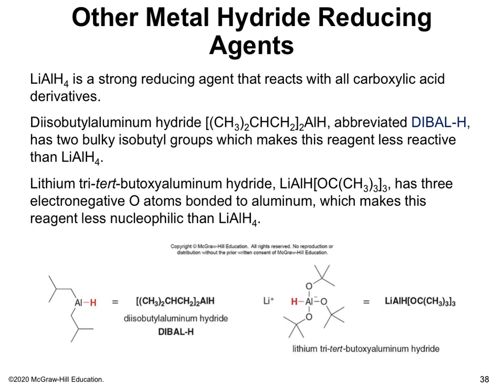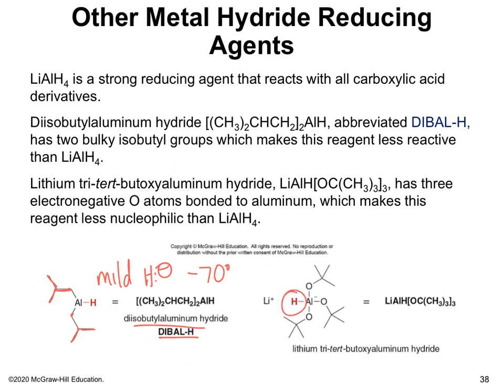Okay, other metal hydride, DIBAL. DIBAL is diisobutyl. You see this is isobutyl, and there are two of them. So it's diisobutylaluminum hydride, DIBAL-H, a mild reducing agent. If you use DIBAL, usually you use it at minus 70 degrees, and it will only deliver one hydride.